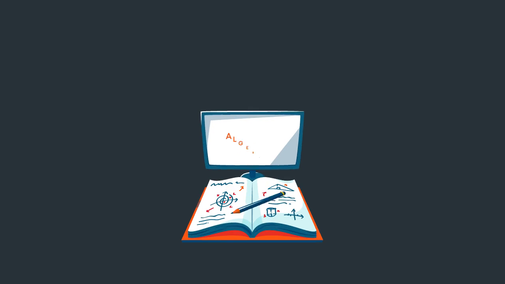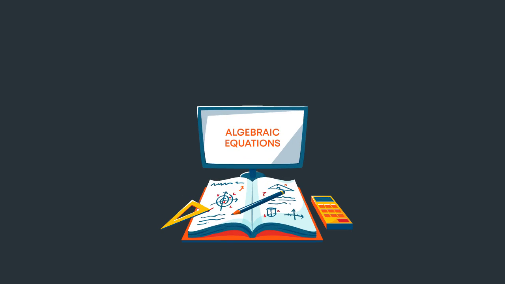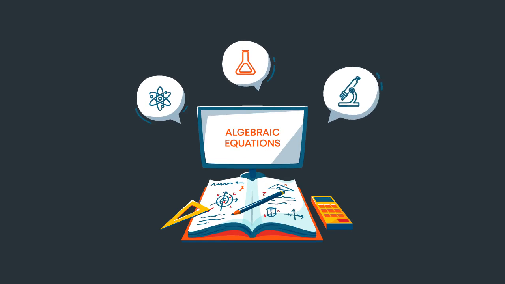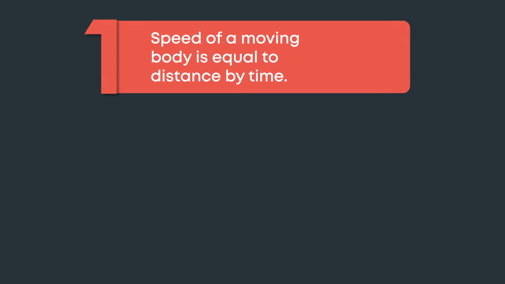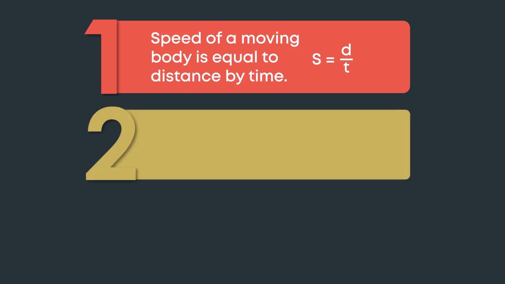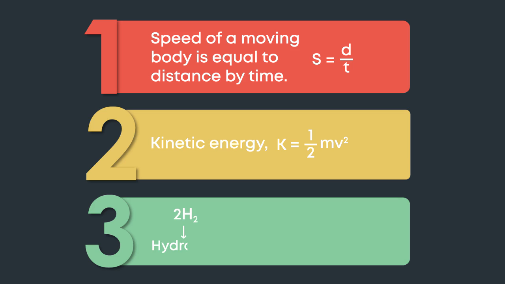Equations have a wide range of applications in other fields such as physics, chemistry, and biology. For example, the speed s of a moving object can be found by the equation s = d/t, where d is the distance and t is the time. Kinetic energy K is given by the equation K = ½mv². 2 atoms of hydrogen plus 1 atom of oxygen gives 1 molecule of water.